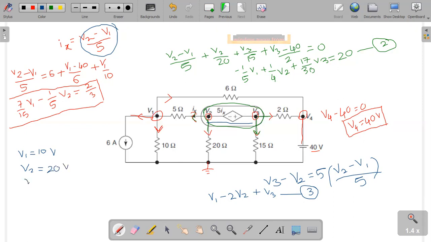So this is the way we have to apply the supernode analysis. And the important thing to be kept in mind is that a supernode is formed whenever we have a voltage source between two nodes, and none of those two nodes is connected to a reference node. So if we have any two random nodes and only a voltage source in between, they are forming a supernode. So we have to apply KCL to the supernode directly instead of a single node in that case.